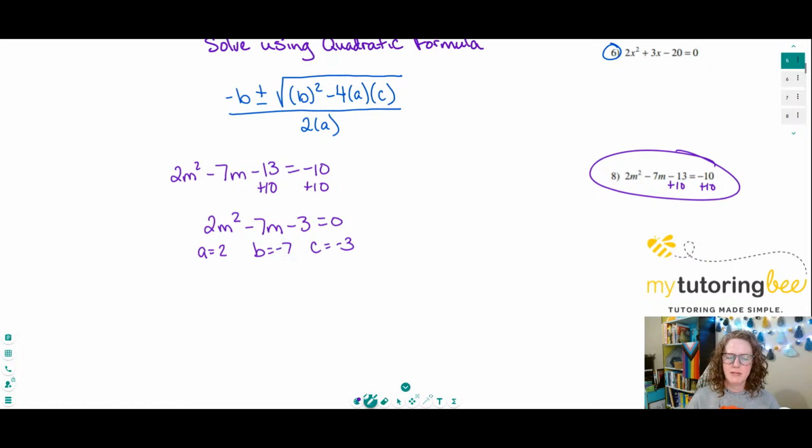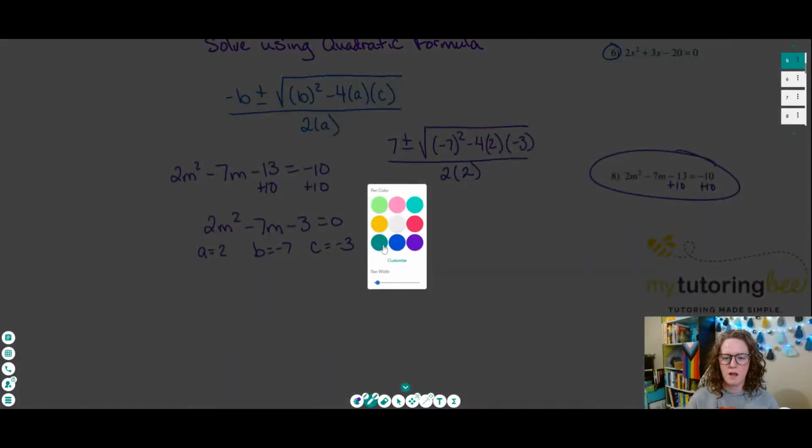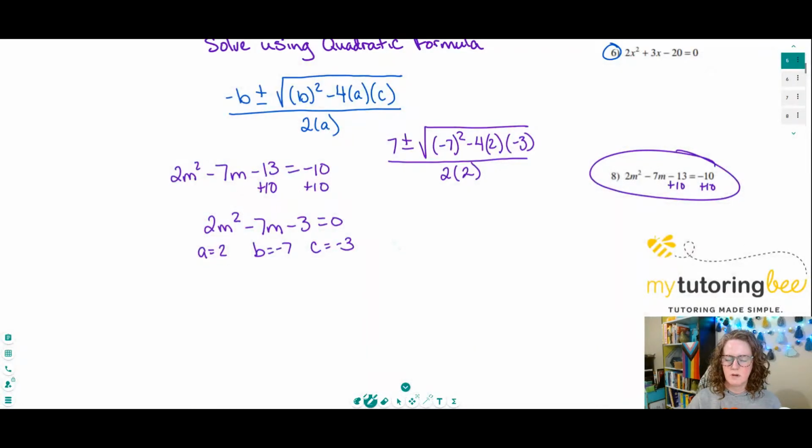Okay, let's go ahead and sub those numbers into our quadratic formula. So our b term is already negative. So when we plug it in here for -b, it's actually going to become +7. Plus or minus the square root of -7 squared minus 4 times a is 2 times c is -3, all over 2 times a is 2. Okay. All right, let's go ahead and do that discriminant. Remember, I like to write that off to the side because then I don't have to rewrite all the rest of this equation.